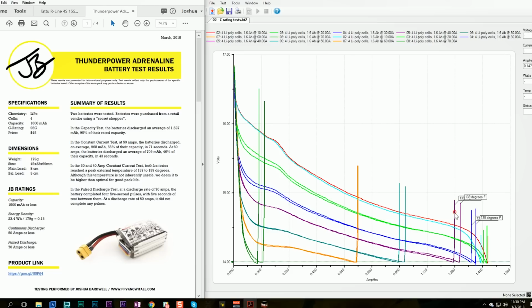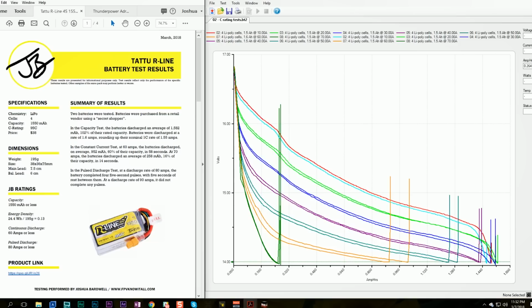You may be surprised to find that it only did it at the 30 and 40 amp. Why didn't it do it at the higher discharge rates? Don't they get hotter? And the answer is yes, but the test also ended sooner, so it had less time to build up heat. Now we're looking at the same results for the Tattu R-Line. In the constant current test, the R-Line did just a little bit better. Whereas the adrenaline was only able to reach 50 amps by my standards, the R-Line reached 60 amps. 60 amps discharging 952 milliamp hours, or 60% of its capacity in 58 seconds.